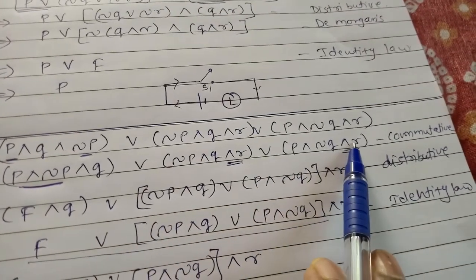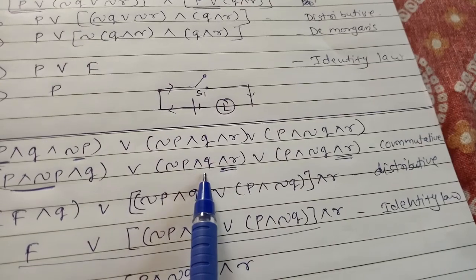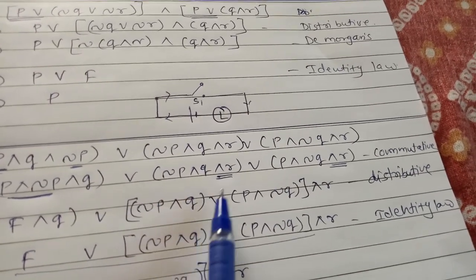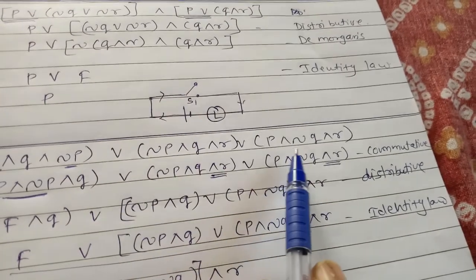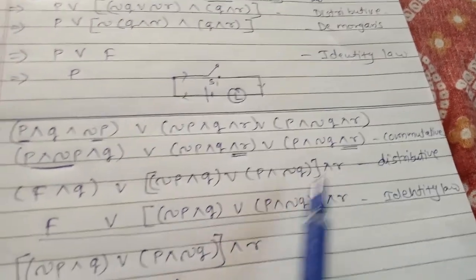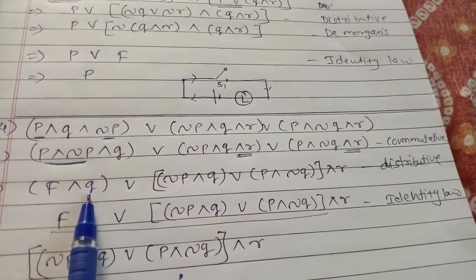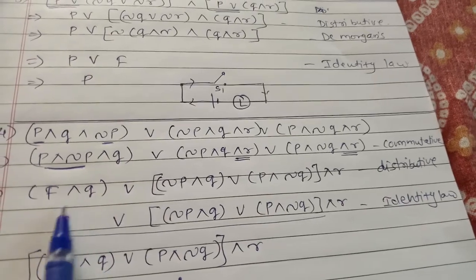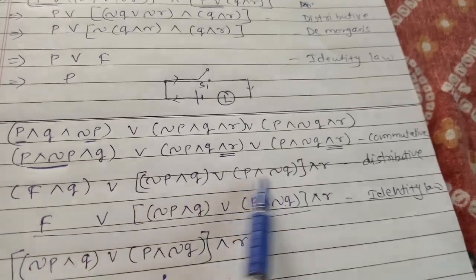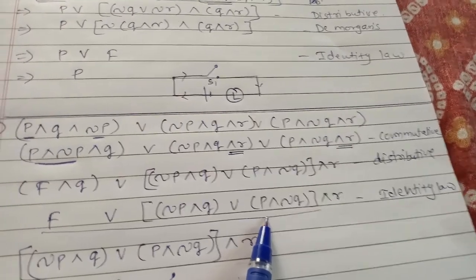Now see, we are going to take the common, that is conjunction R is common here. So the remaining statement, that is negation P conjunction Q disjunction, and the last bracket, that is P conjunction negation Q. So this is by distributive law. Now the F conjunction Q, the result of this one we get by identity law, that is F, and the remaining bracket is as it is. We are going to write it as it is, there is no change.